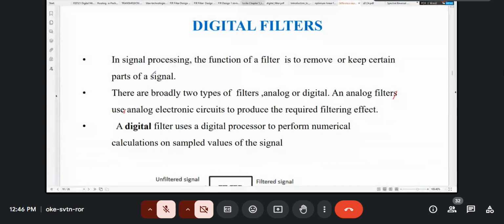It may be you want to remove noise. It may be you want to remove harmonics, because sometimes when a signal passes through a system, you end up having some harmonics, and you want to remove them so that you remain with only the fundamental, I mean, the signal you're interested in.